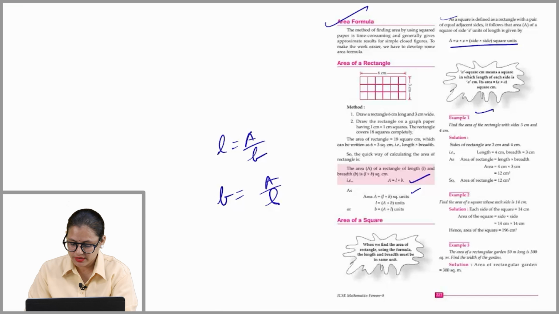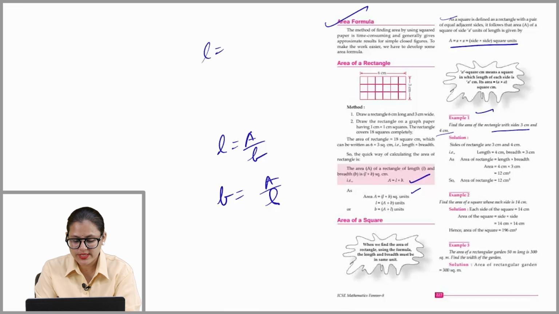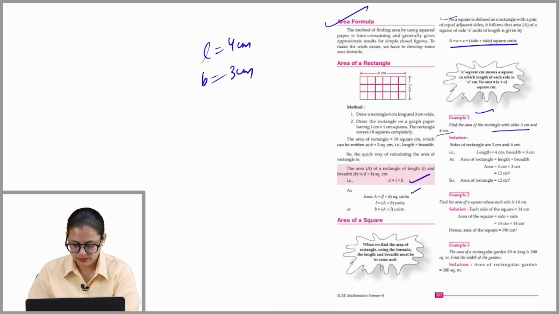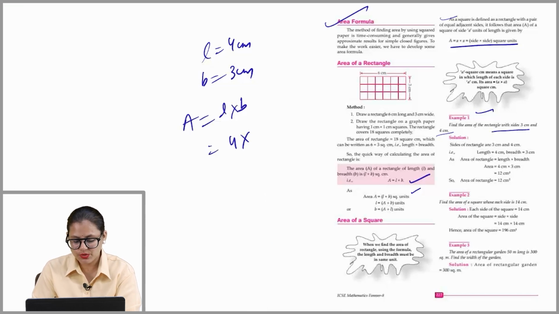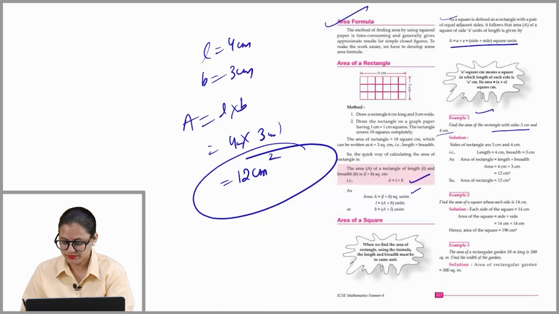Let's do example 1. Find the area of the rectangle whose sides are given here. Okay, so length is 4 centimeter here and breadth is 3 centimeter here. So, we have to find out the area. Area of a rectangle is what? Length into breadth, that is 4 into 3 centimeter. So, 4 into 3 is 12 centimeter square, right?